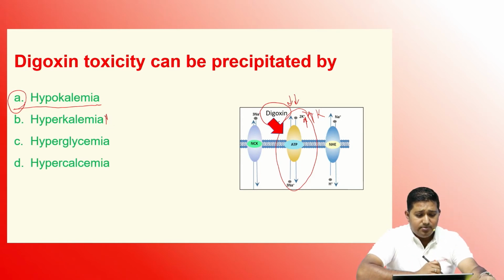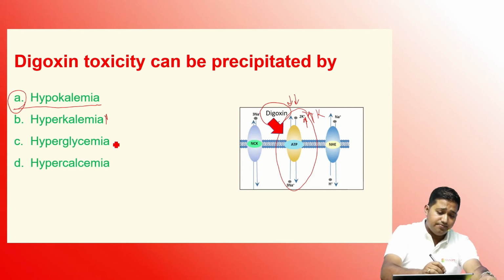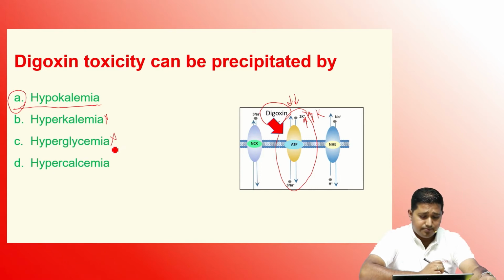Talking about hyperglycemia, it is not related to digoxin toxicity. We can just remove it. Then talking about hypercalcemia, usually what happens is whenever there is increased calcium in our blood, there will be increased calcium in the myocytes also, and because of this the activity of digoxin will be enhanced or increased. So it is not going to enhance the digoxin toxicity, but it is going to show a synergistic effect with the digoxin. That is one explanation.